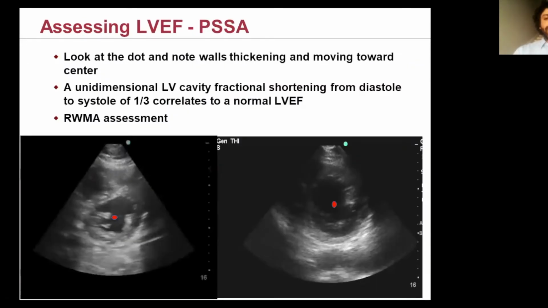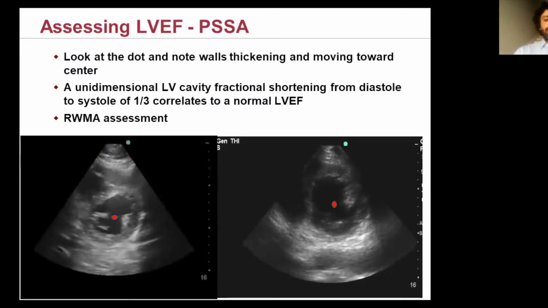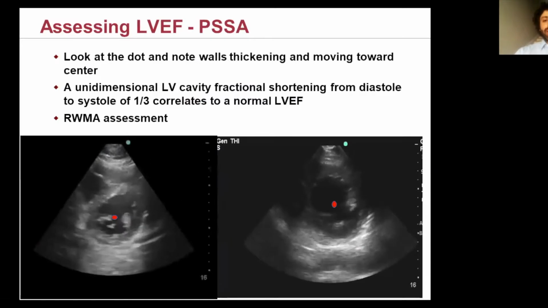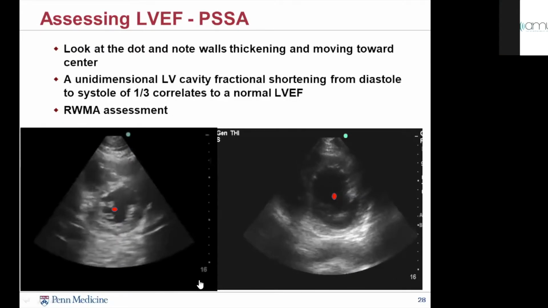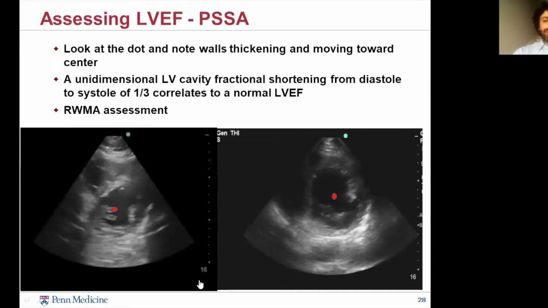When we come to assessing the ejection fraction, you can do this from each view of the heart. This is what it looks like from the parasternal short axis view. If you look at the red dot in the center of these two videos, the walls come in. In this view, that's where I like to use fractional shortening, a change of a third, reflecting a normal ejection fraction. This is also a view where you get to see regional wall motion abnormalities, which are a problem if you're assessing a patient who may have been having acute coronary syndrome.